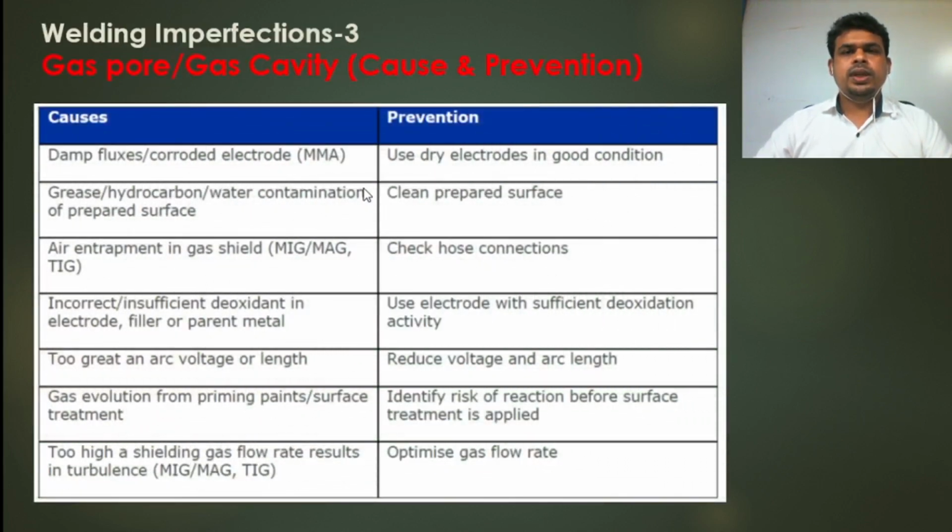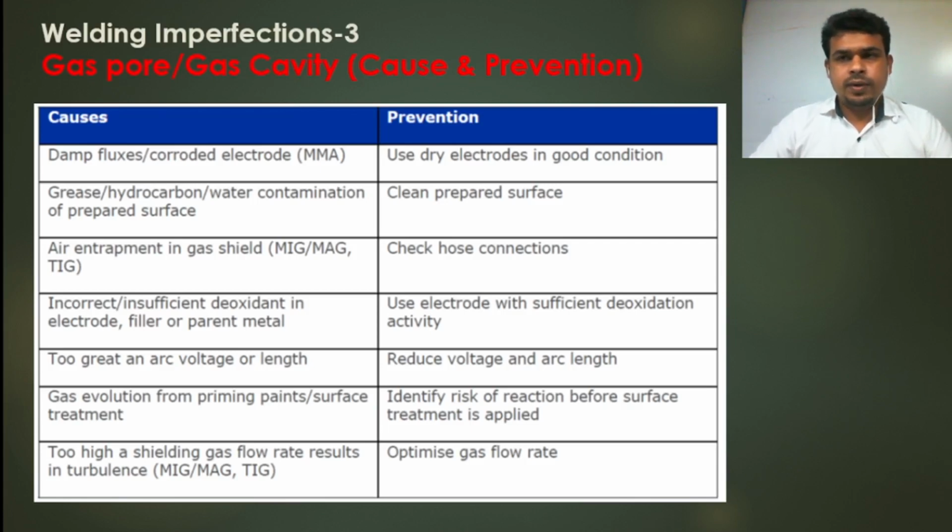So what is the reason, and how can we prevent this problem? First we see the reason, then the prevention together. So the cause: a damp flux cored electrode in manual metal arc welding. When we use manual metal arc welding, if we use a damp or flux cored electrode, the flux is damaged, then maybe gas pores or gas cavities can come.